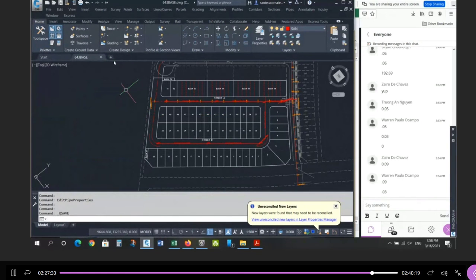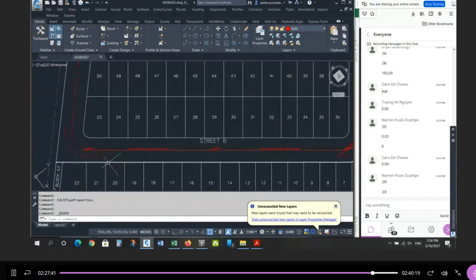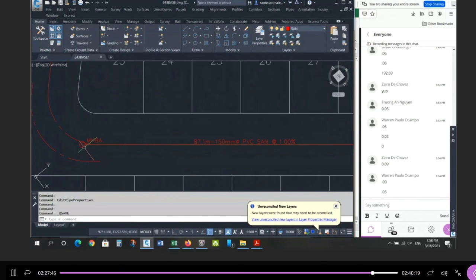Now I simply need to draw them from plan to profile. And to do that, be careful. You don't want to select similar. Okay, I only want the ones on street A on the street A profile, and I only want the ones on street B on the street B profile. So you have to select them one at a time. Or select them all and deselect the other. It's up to you how you want to do it.